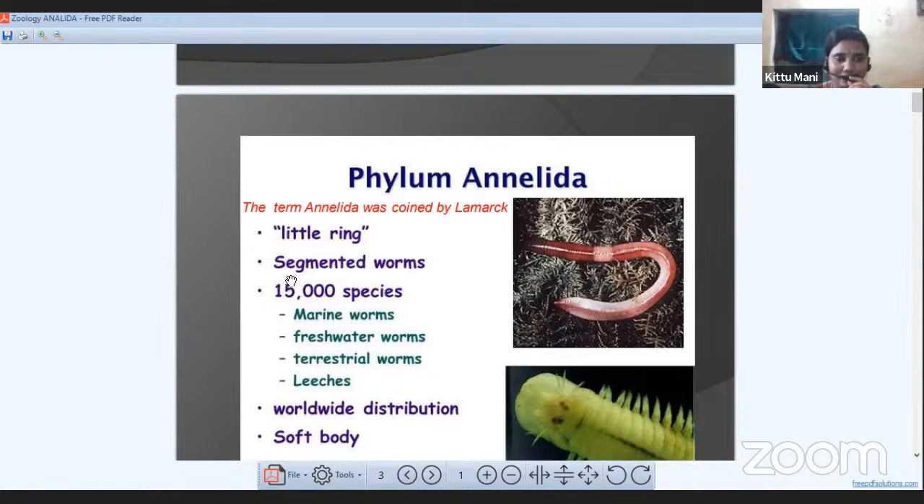Around 15,000 species worldwide come under this phylum Annelida. They show worldwide distribution, which means annelid organisms are not present in only one particular place; they are distributed worldwide. And they have a soft body.